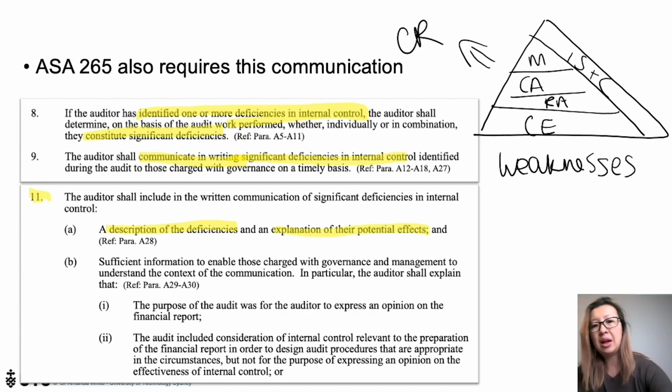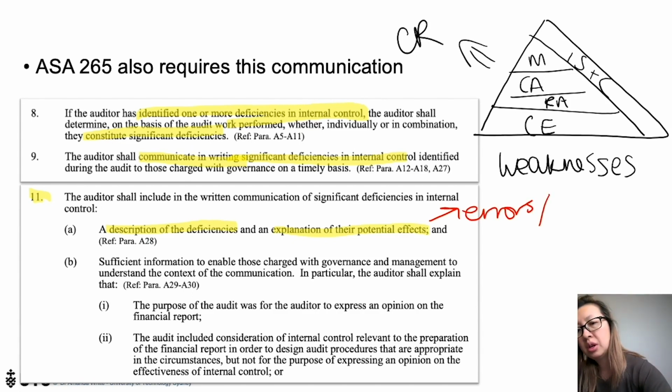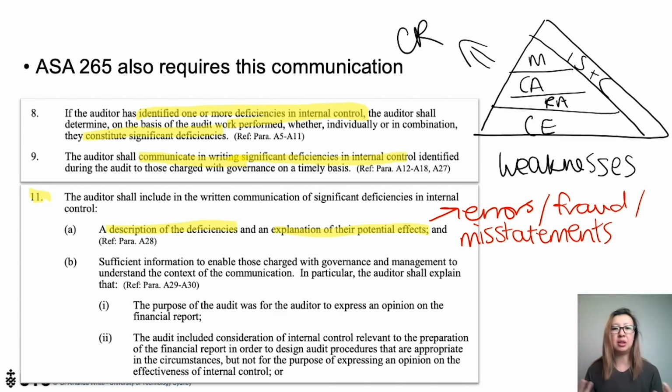So what are the potential errors, fraud, misstatements that may arise from that particular deficiency? Like, at a very expensive jewelry store, there is no security guard to check people coming in and out. Customers might be able to access all the cases with the jewelry. They're not behind a lock and key. Well, there's an increased risk of theft there. So we have to talk about the deficiency and their potential effects.